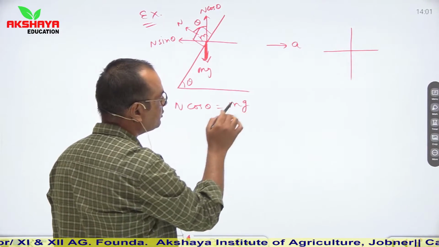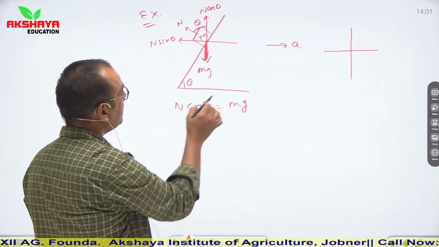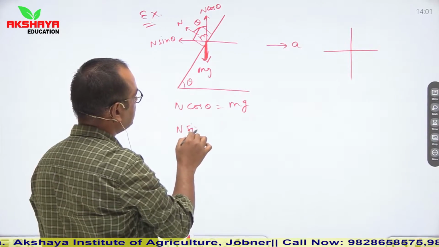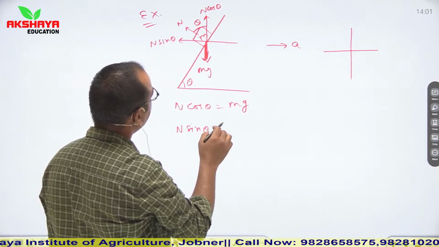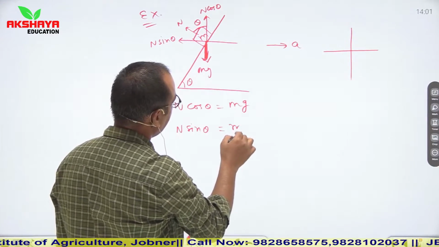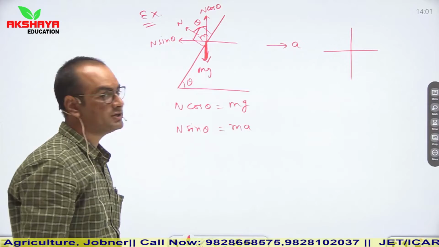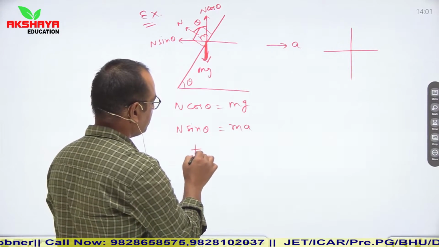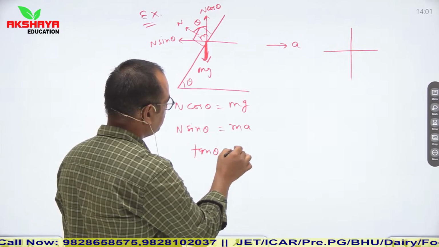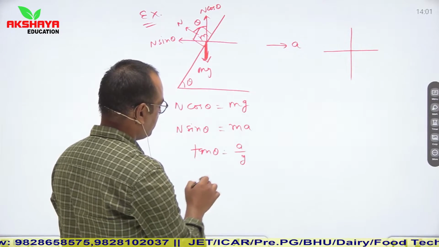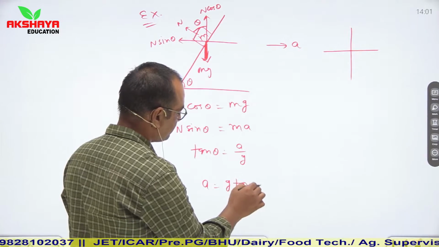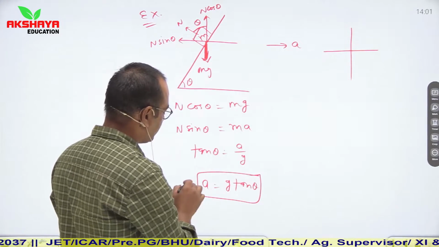N cos theta is equal to mg, and here this acceleration is provided by n sin theta. So n sin theta is equal to ma. See, tan theta is equal to a upon g, or you can say a is equal to g tan theta. So this is the value of acceleration.